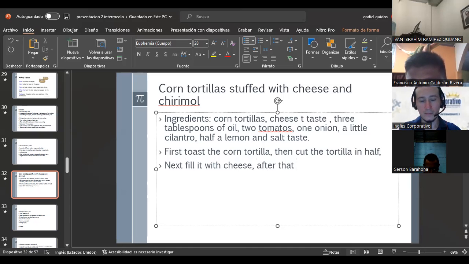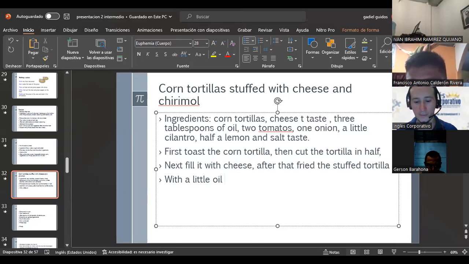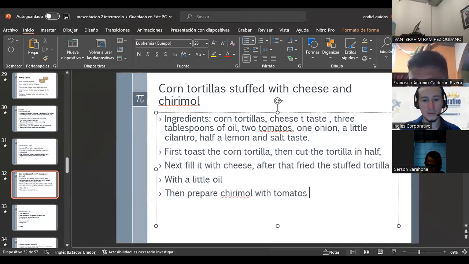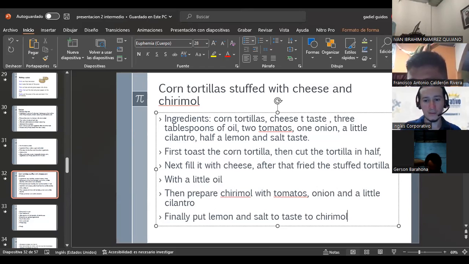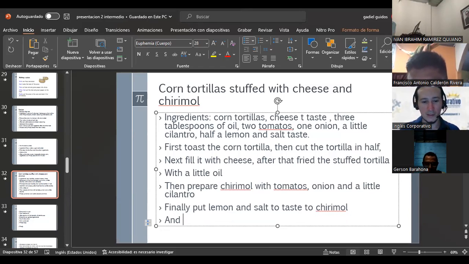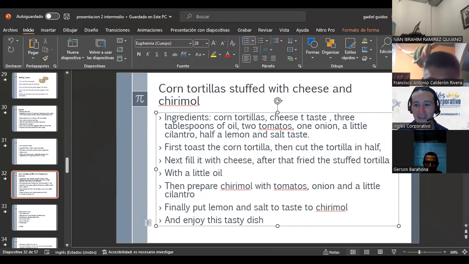After that, fry the stuffed tortilla with a little oil. Okay. Then prepare chirimol with tomatoes, onion, and a little cilantro. Little cilantro, okay. Finally, put lemon and salt to taste to the chirimol. Salt to taste. And enjoy this tasty dish. Okay, very good. Tasty dish, right. There we go. Very good. Thank you, Francisco. Excellent job, Francisco, thank you.